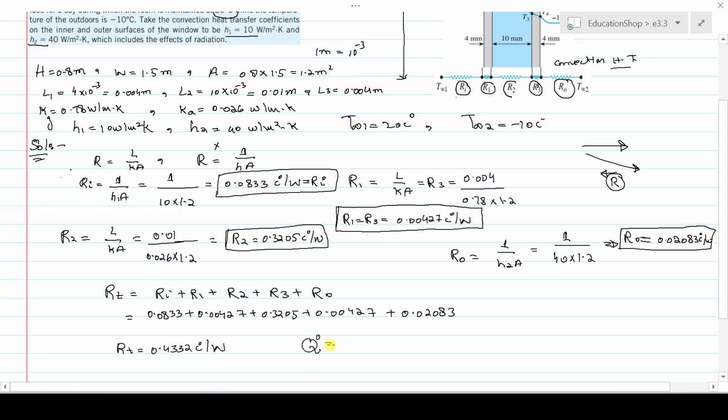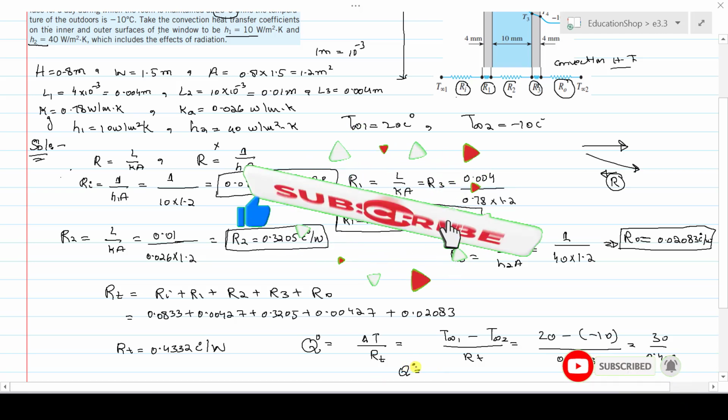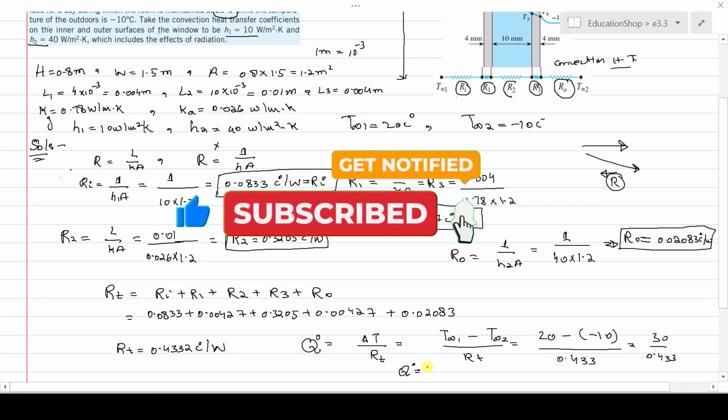The rate of heat transfer is equal to the change in temperature divided by the total resistance offered to this change in temperature. The change in temperature, T infinity 1 minus T infinity 2, divided by R. Just simply enter the values. It is 20 minus, and the outside temperature is minus 10 centigrade, divided by 0.433, where you will get 30. Minus becomes plus, divided by 0.433, and you will get the rate of heat loss through this double-pane window, that is 69.2 watt. This is our answer.